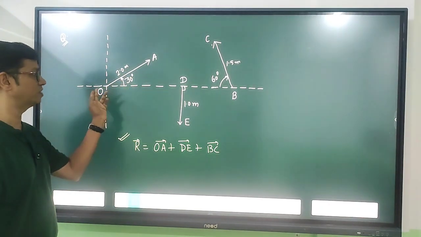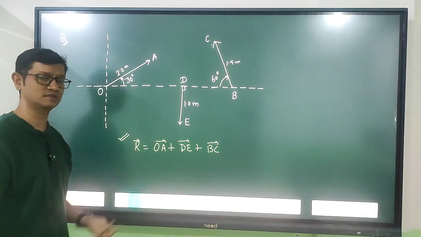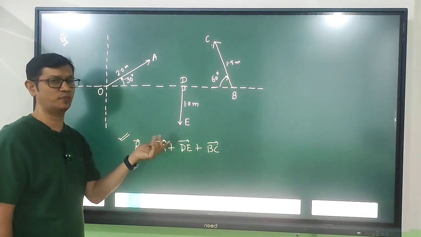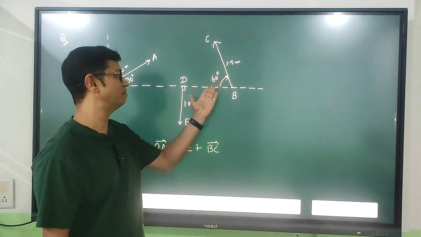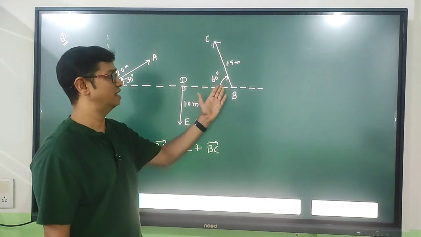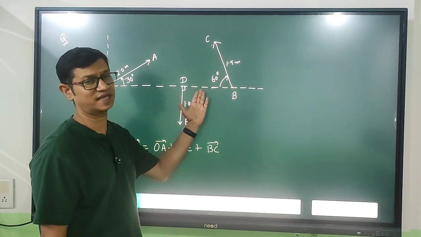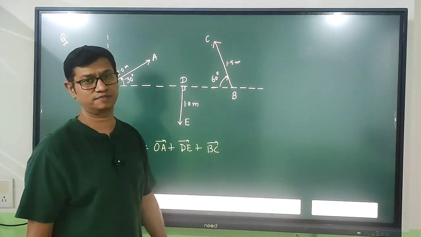OA will be resolved with cos and sine. DE is just purely along the negative y-axis, so it will be anyways minus 1.0 j cap, just minus j cap, and BC would be BC cos and BC sine. Cos and sine. Cos is coming along the negative x-axis, it will be minus I cap, and this will be plus.